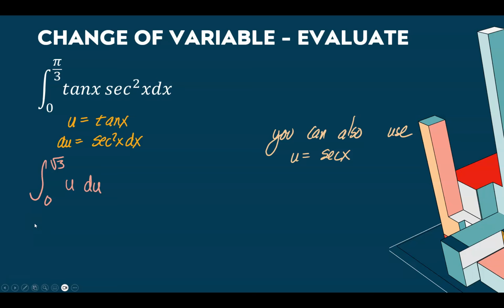Now the cool part with changing variables is you don't have to change back to x's. We just do the antiderivative of u squared over 2 from 0 to root 3. U equals 0 to u equals root 3. And then we substitute in. Square root of 3 squared is 3 over 2 minus 0 over 2. Cool.